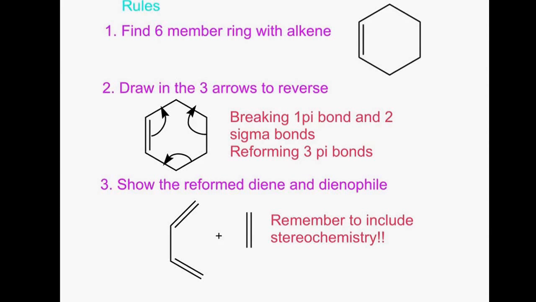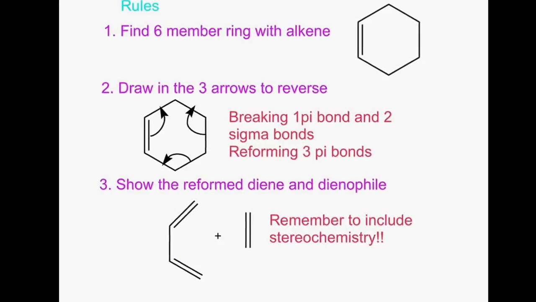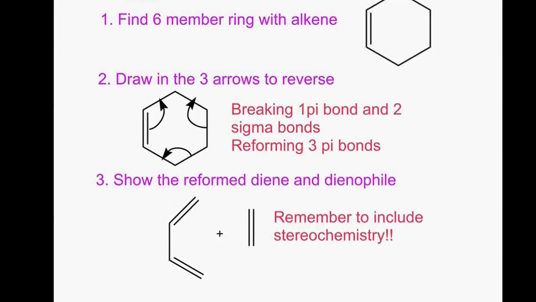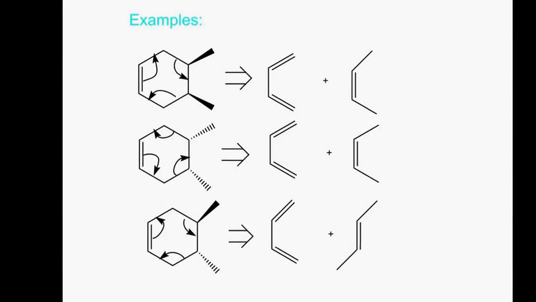So in this reaction, we are showing the arrows. We're breaking 1 pi bond here, 1 sigma bond here, 1 sigma bond here. And then we are reforming the diene and dienophile. So here's 1 pi bond, 1 pi bond, 1 pi bond. So these are the 3 pi bonds we just reformed. And it is always important to remember stereochemistry when doing these reactions, and I will explain more in the next slide. Now I'm going to show you some examples of how to do these reactions.